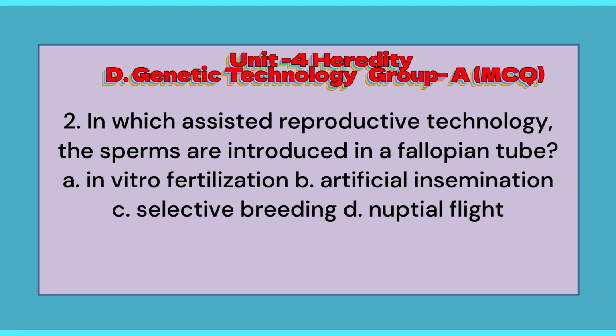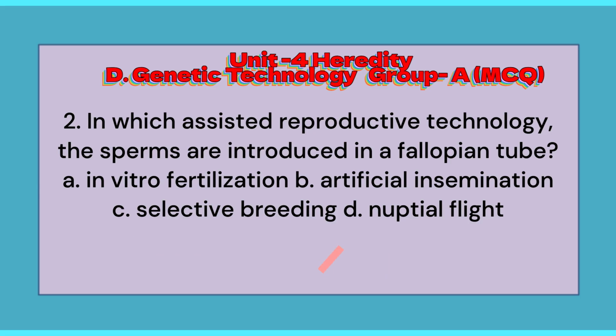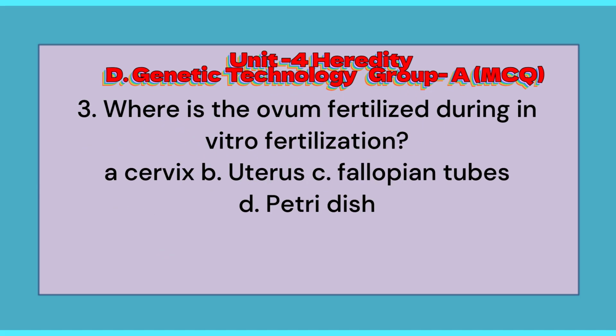2. In which assisted reproductive technology are the sperms introduced in a fallopian tube? A. In vitro fertilization. B. Artificial insemination. C. Selective breeding. D. Nuptial flight. Correct answer: B. Artificial insemination.